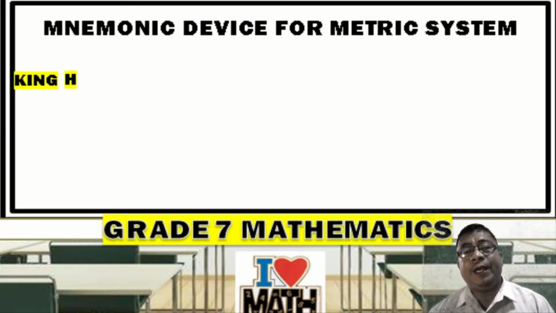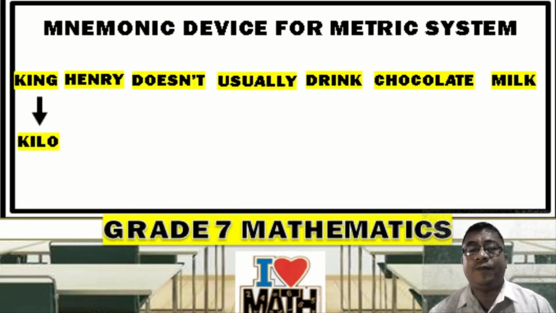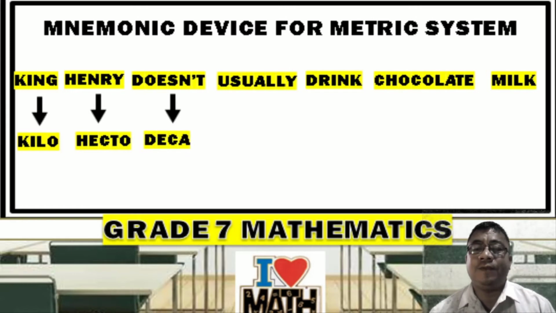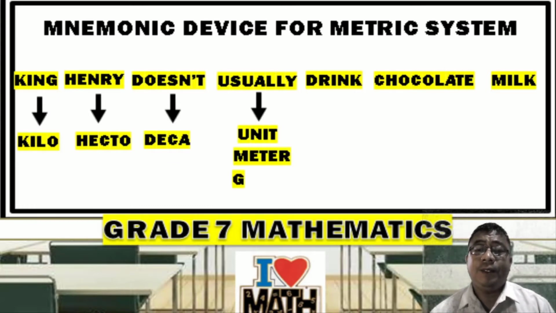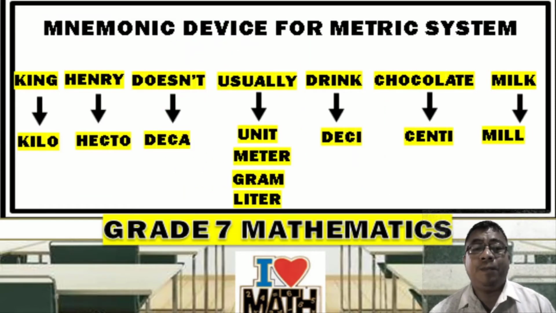So we have here, King Henry doesn't usually drink chocolate milk, wherein King stands for kilo, Henry stands for hecto, doesn't stands for deca, usually is simply the unit. It's either meter, gram, or liter. Drink stands for deci, chocolate stands for centi, milk stands for milli. So take note of that.